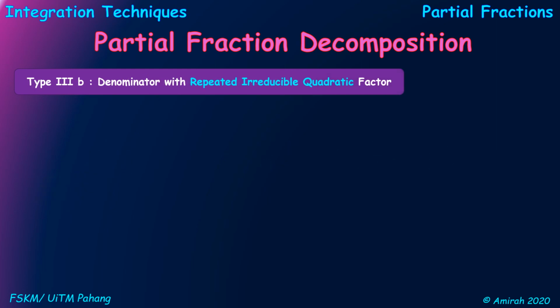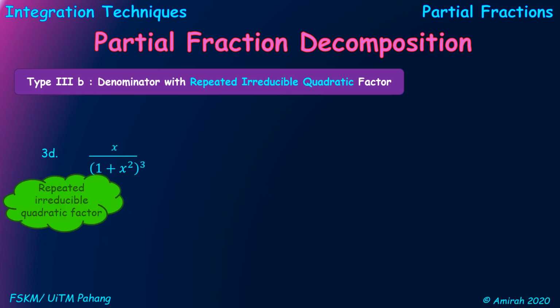Alright, now we continue with type 3B. Denominator with repeated irreducible quadratic factor. In the previous slide, we discussed denominator with repeated linear factor, but now we discuss denominator with repeated irreducible quadratic factor. We look at 3D. We have fraction x over (1 plus x squared) bracket cube. So this is repeated irreducible quadratic factor because in bracket is irreducible quadratic factor.